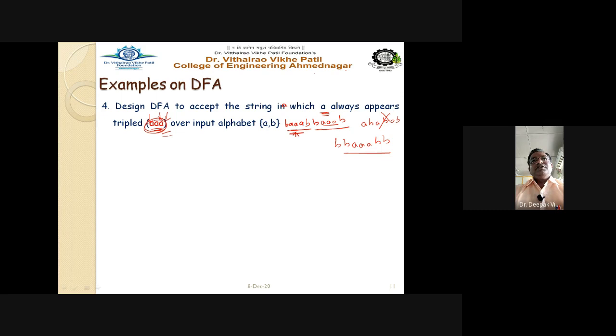Then how to design? See here, step number 1, very simple step. Q0 on A goes to Q1, Q1 on A goes to Q2, Q2 on A goes to Q3. Very simple, right? And then step number 2. So why have I drawn step number 1 here?